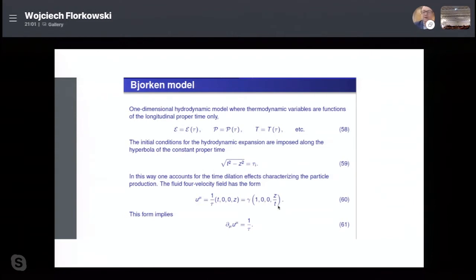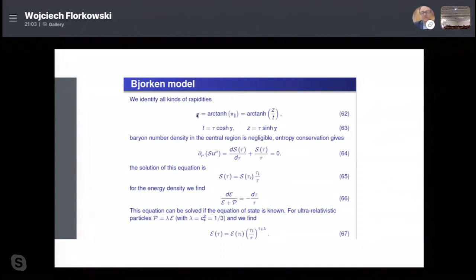So somehow the rapidity of the fluid element is given by its position. Everything is correlated. So the time coordinate and the longitudinal coordinate can be expressed by the proper time and the rapidity of the fluid element, which is nothing else than this quantity.